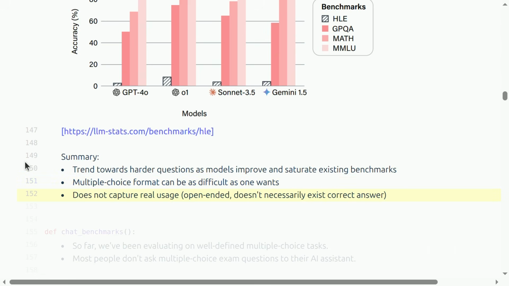The main problem with exam-based questions is that this does not capture real-world usage. No one asks HLE questions to a language model, except when you're evaluating on HLE. Most of the time, people are asking open-ended questions. They don't even necessarily have a correct answer. They might not be well-formed, and these benchmarks do not capture that.